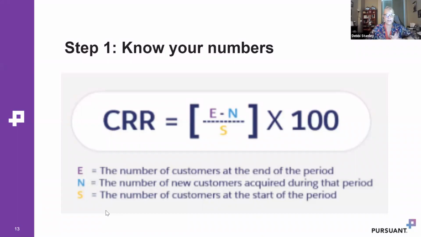This is a calculation from Salesforce. Take the number of customers at the end of the period, subtract the number of customers acquired during that period, divided by the number of customers at the start of the period, and that gets you to your retention number. Now, most of your CRMs will calculate this for you.